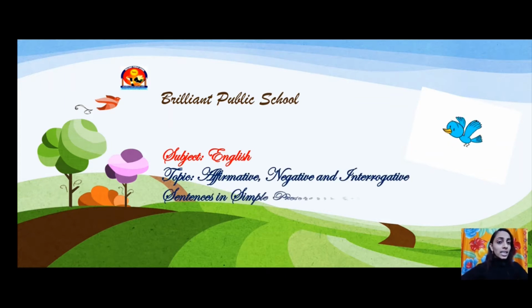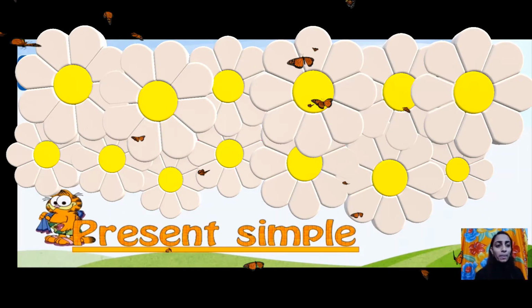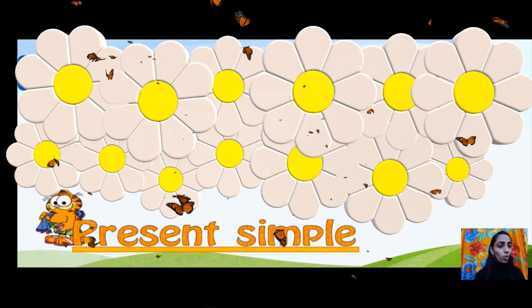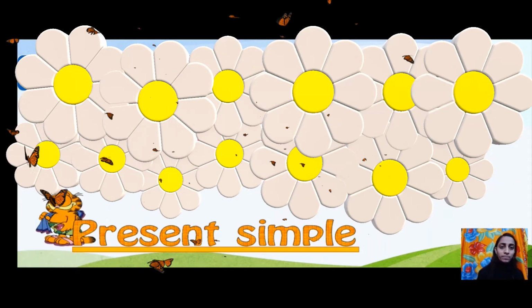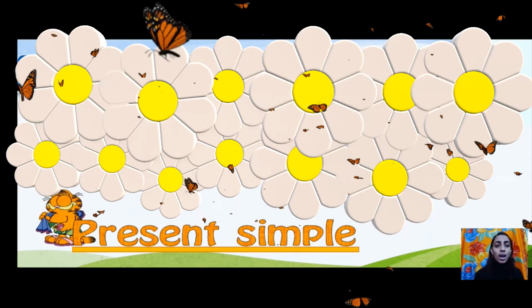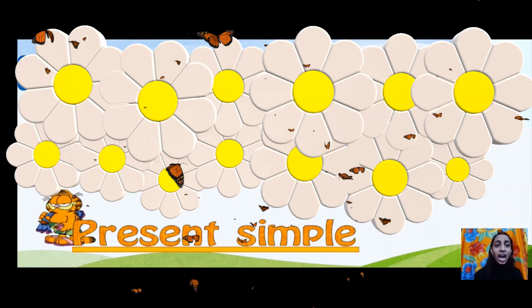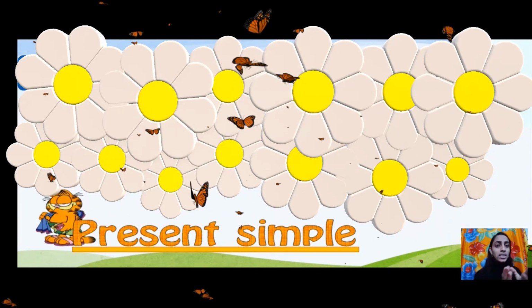So today in our class we are going to discuss how to frame affirmative, negative and interrogative sentences in simple past. Fine. Yes, the main points to remember in present simple are with the plural subjects we use do or do not, and with the singular subjects we use does or doesn't. And in the negative sentence, always remember that we are supposed to add not after the auxiliary verb. Like for example, do not, does not.